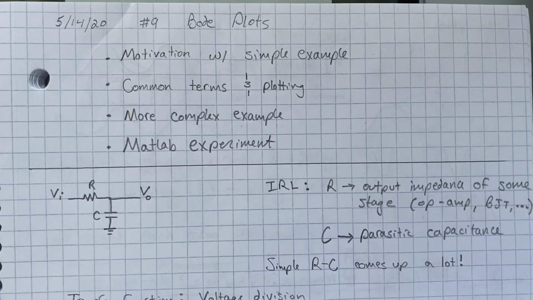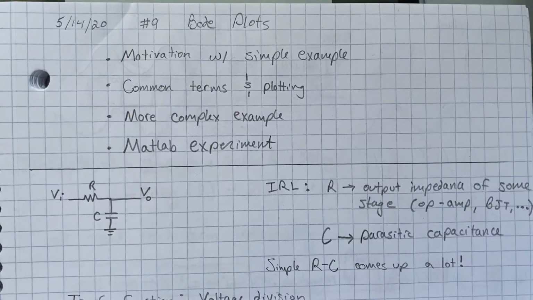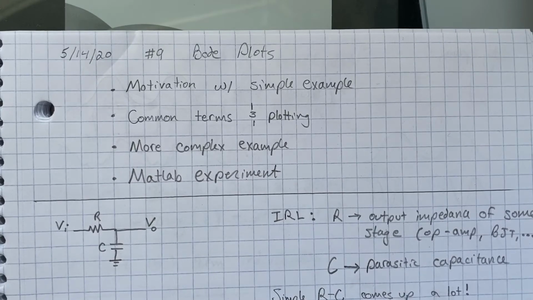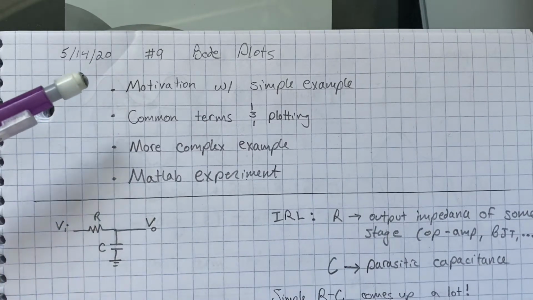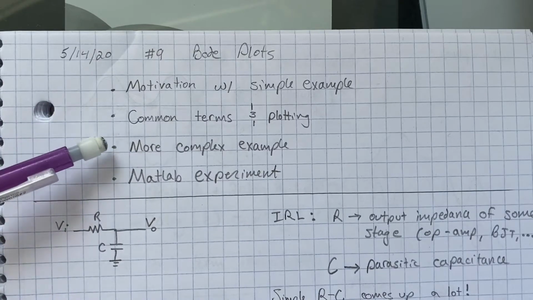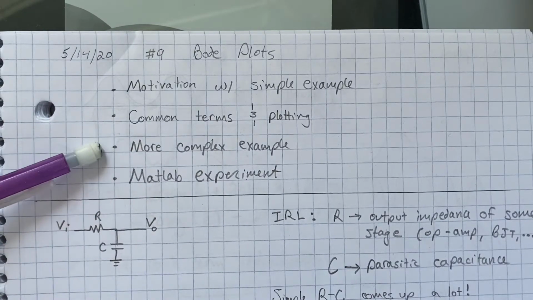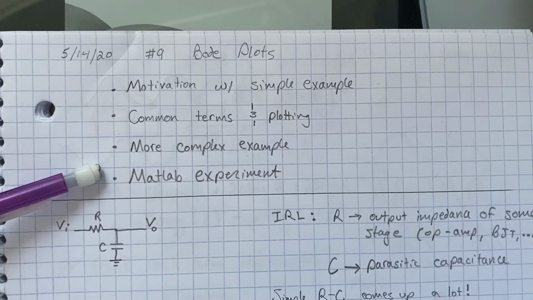Okay, today I'm going to talk about Bode Plots. Start with a motivation with a simple example of a simple single pole RC filter. Then go into common terms you'll encounter and how to plot them. Get into a more complex example and then show you can prove it with Matlab.